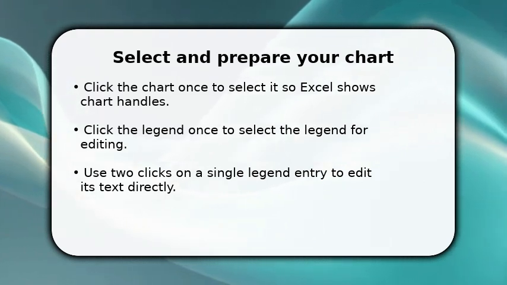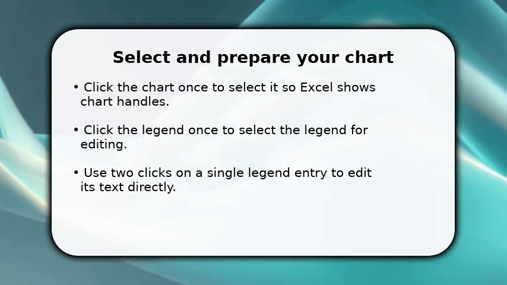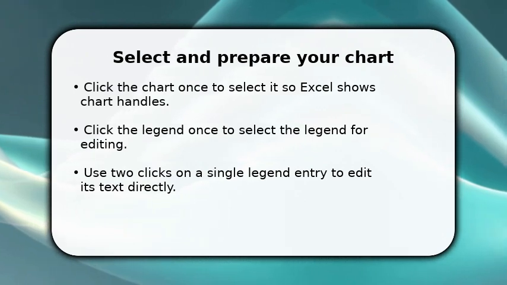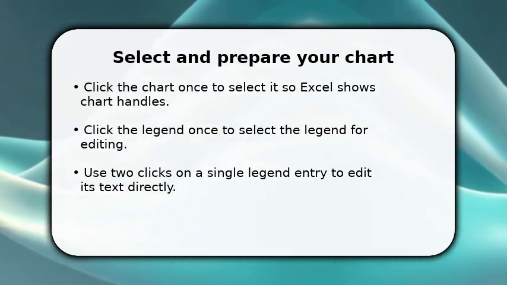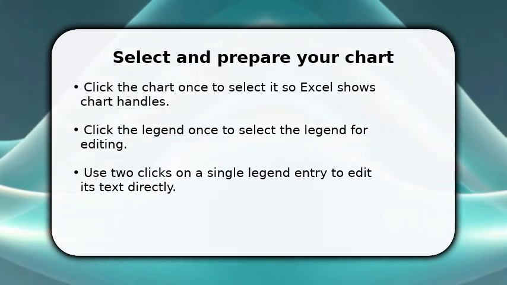If direct editing does not work, right-click the legend entry to open the context menu. Choose Format Legend Entry or select data from that menu to change labels or series. Remember to save your workbook after making label changes to preserve edits.